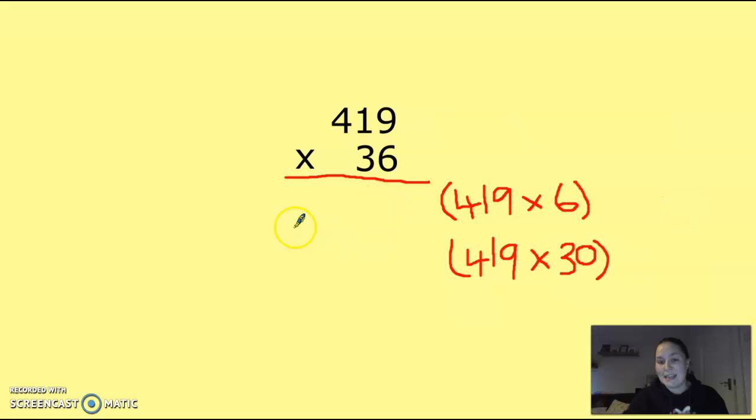Okay, so you're going to have 2 rows. Times it by 6, times it by 30. So let's do that now. Forget the 3, just do the 6. 9 times 6 is 54. My 4 there. My 5 carried. 1 times 6 is 6. Add your 5. 11. 1 there and 1 there. 4 times 6 is 24 and add the 1, 25. Okay, so that's my first row.